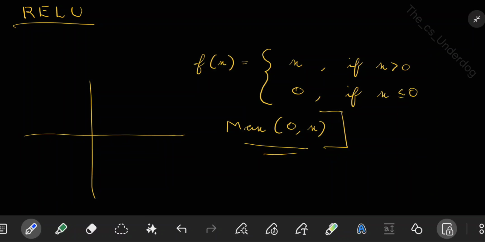Whenever it is less than 0, we said the final output is also 0, which means at this point the graph will be at 0. But at x equal to 0, the graph changes. Thereafter, whatever is the value of x, you are going to output it as it is. So after this point, the graph will look like the graph of y equal to x, or f of x equal to x. So the graph will be something like this. This is how the ReLU graph will look.